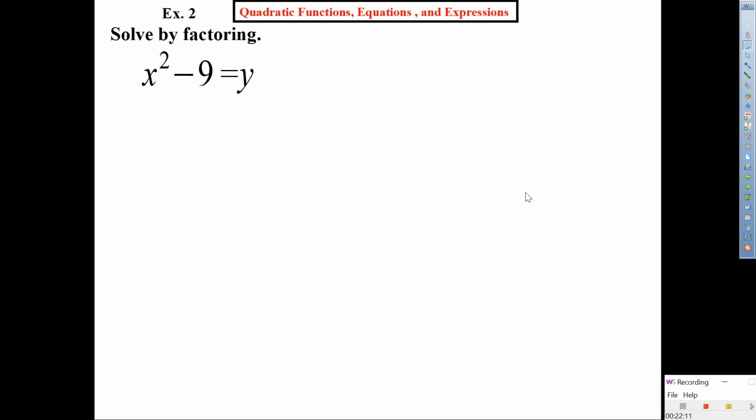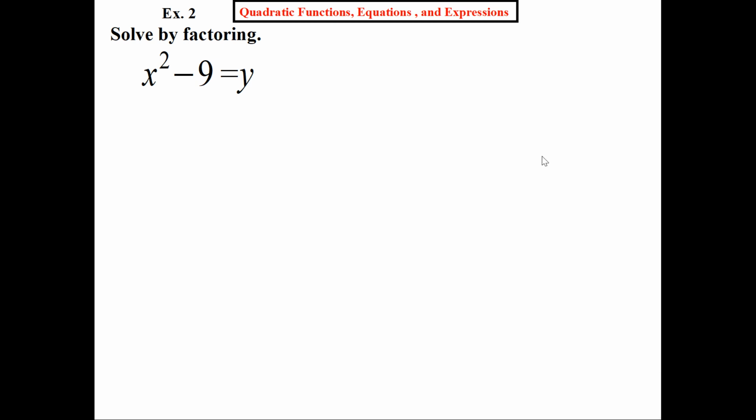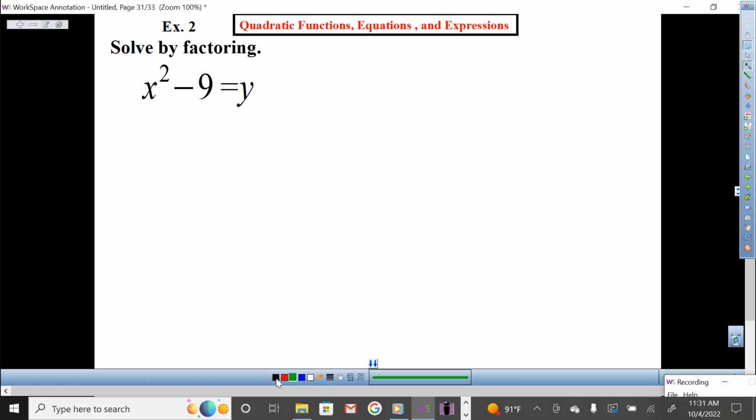Copy this one. Example 2. Let's move on to the next method, which is by factoring. Solve by factoring, they give us x squared minus 9 equals y. Step 1, do step 1 together. Is the same step, which is what? Tell your neighbor, please. Change y to what? 0. Okay, so we got x squared minus 9.